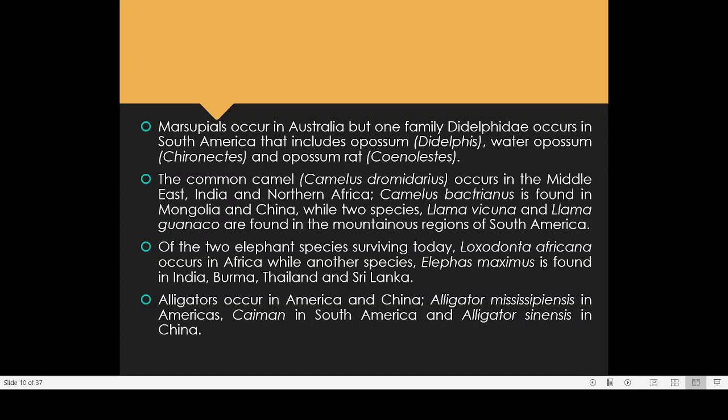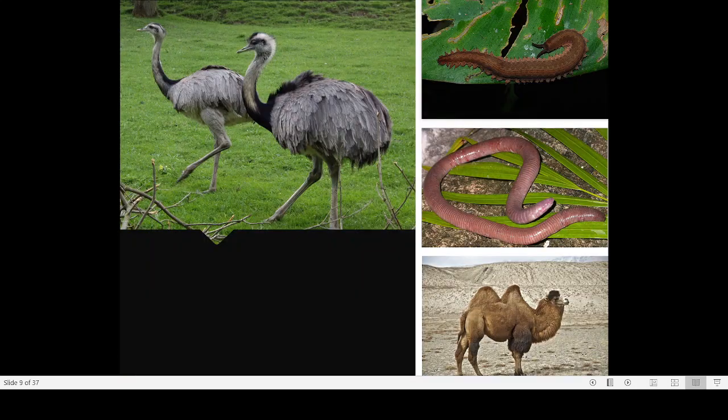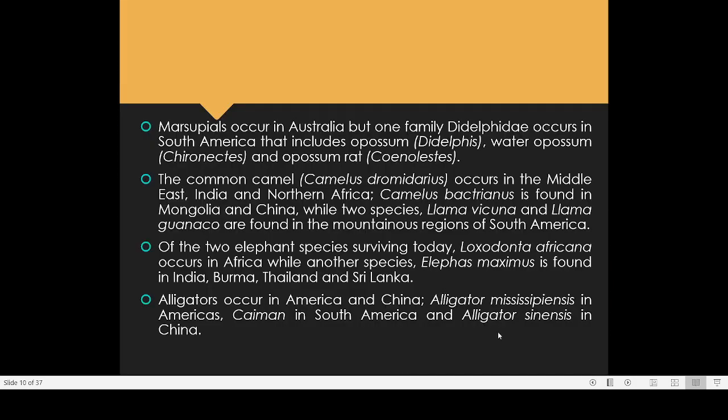Then we have the common camel known as Camelus dromedarius. Camelus dromedarius occurs in the Middle East. They are also present in Africa. Then there is a relative of the camel known as Camelus bactrianus, found in Mongolia. Then a llama is another animal you can find. This is the Bactrian camel. Then the llama is present in South America.